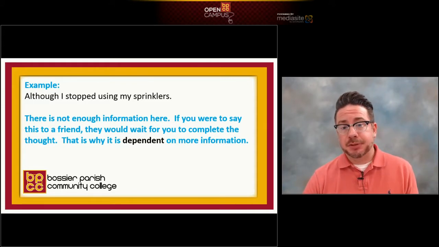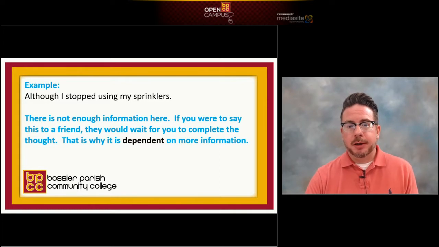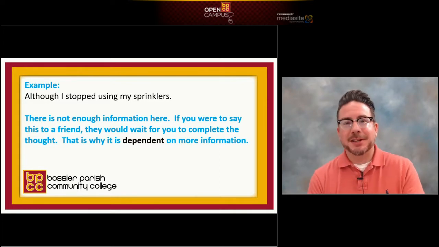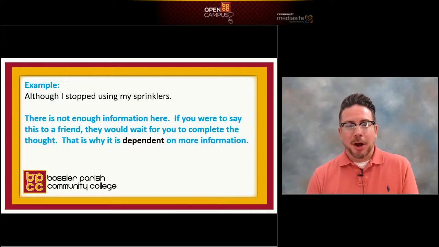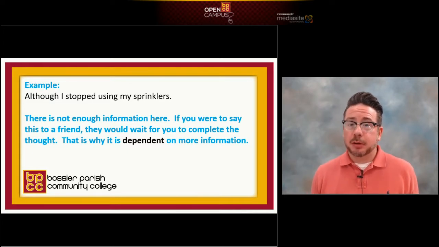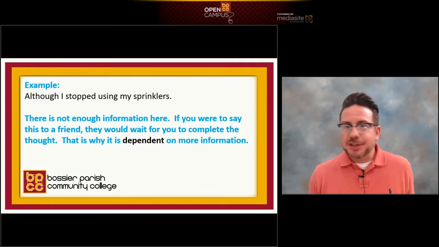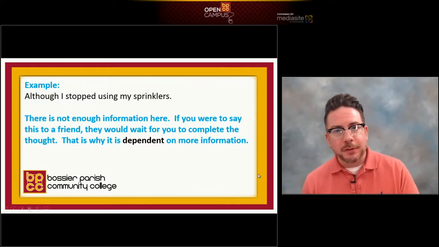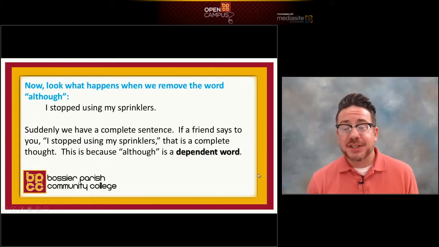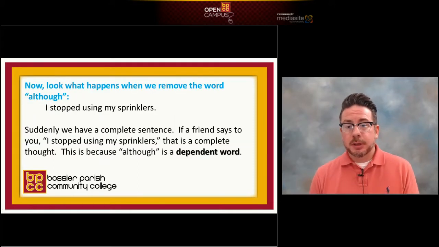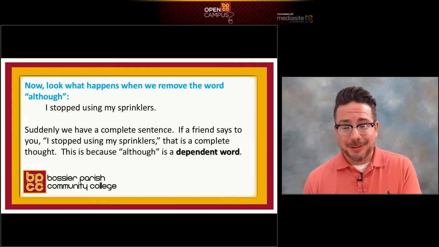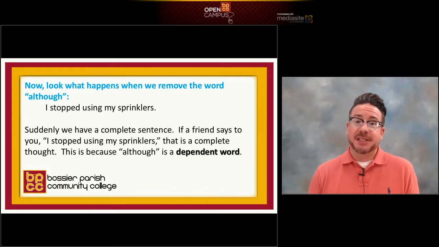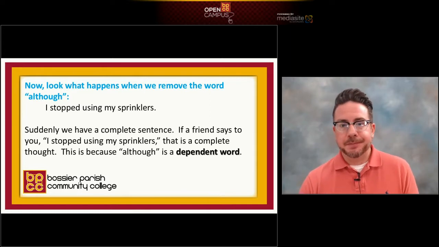Here's an example so you can see what I'm talking about. Take this, I don't want to call it a sentence. It's a fragment, but here it is. Although I stopped using my sprinklers, there's not enough information here. If you were to walk up to a friend on the street and say, although I stopped using my sprinklers, they would wait for you to complete the thought. And that's why we say that this is dependent, because it is dependent on further information.